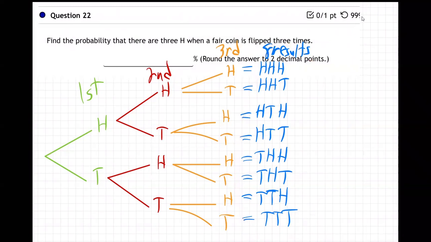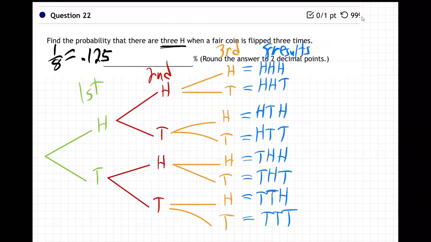So now we can answer their question. This particular question is saying, what's the probability of 3 heads? So 3 heads is just right here. So that's just going to be 1 out of the 8 things. If you divide in your calculator, it's 0.125.